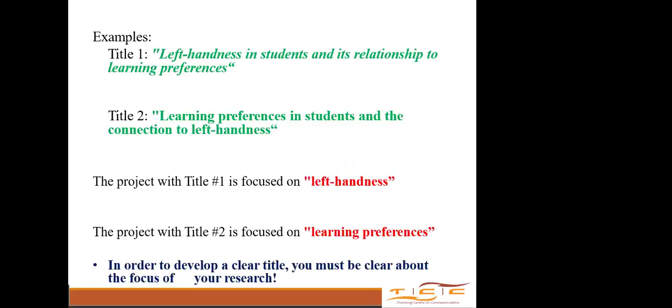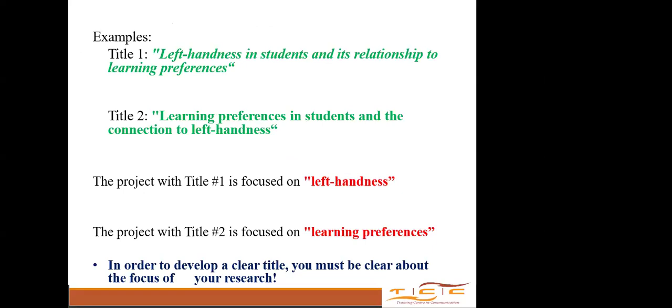And this is an example. Example one is left-handedness in students and its relationship to learning preferences. Now, title 2 is learning preferences in students and the connection to left-handedness. At first glance, those two titles might sound almost similar, but they are not.